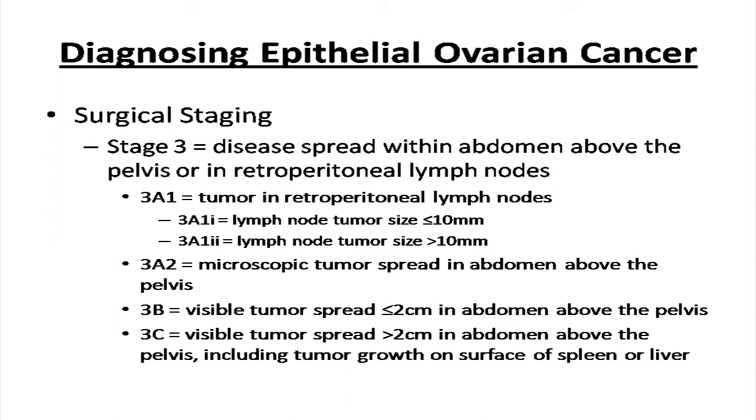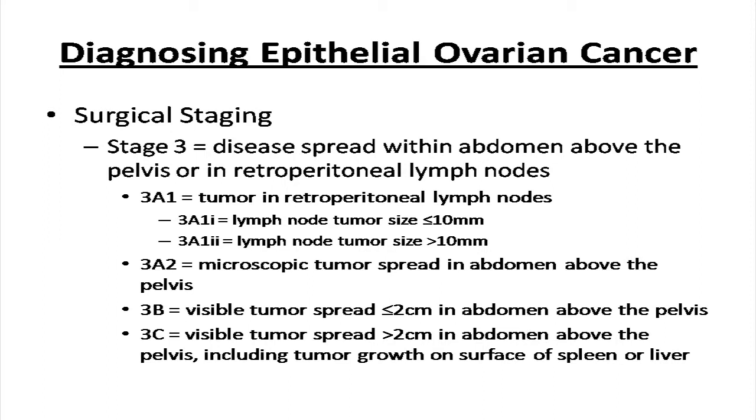A 3A1 tumor is tumor in the retroperitoneal lymph nodes and is broken down as follows. A 3A1I is lymph node metastases where the metastatic focus of disease is less than or equal to 10 millimeters. A 3A1II would be a lymph node tumor size or metastases to a lymph node where the tumor foci is larger than 10 millimeters. A 3A2 disease is diagnosed when there's microscopic tumor spread in the abdomen above the pelvis.